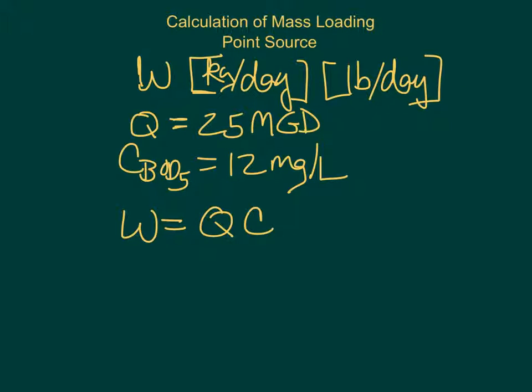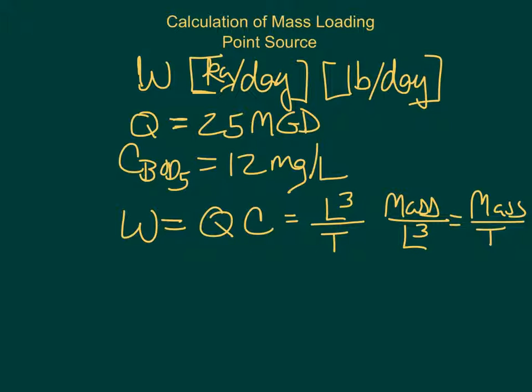If we look at it strictly from the standpoint of units, we would see that flow rate has units of length cubed per time, and concentration has units of mass per volume, length cubed. So when we multiply those two quantities together, we get mass per time, which are the units associated with a mass loading rate.